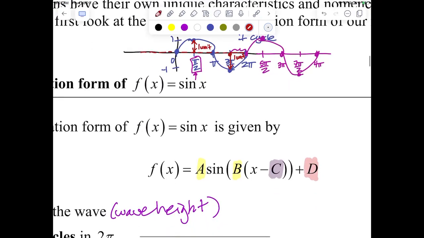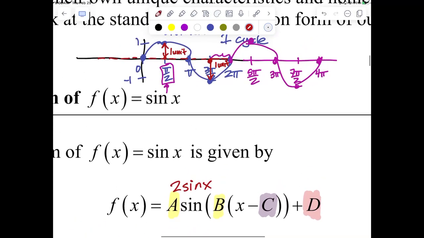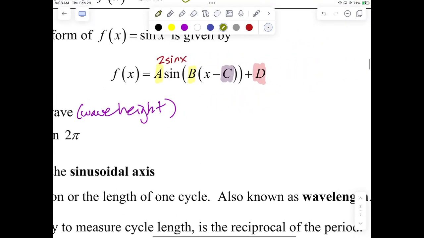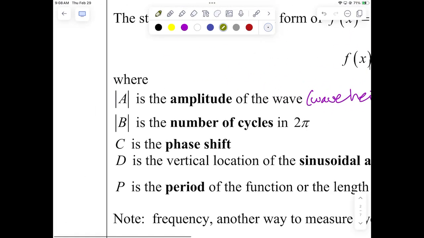If A happened to be 2, like if this were 2 sine of x, what does the 2 do to any graph if it's out in front? Well, it vertically stretches it by a factor of 2. That's going to make the graph go up to 2 and go down to -2. So here would be 2 up here, and now the wave height would be 2. So that's pretty cool. The A value still is your vertical dilation factor, but its magnitude is the amplitude.